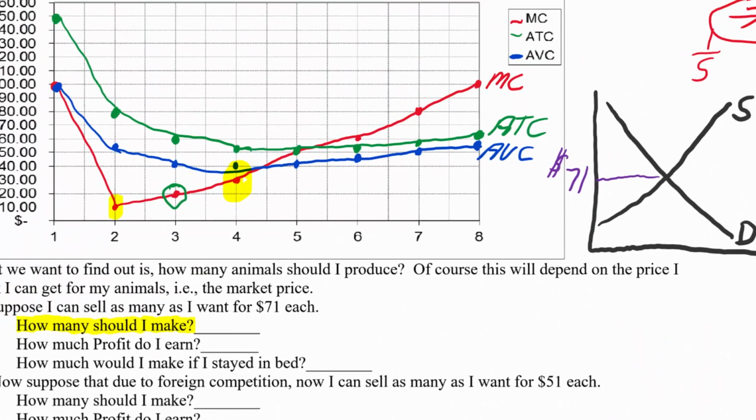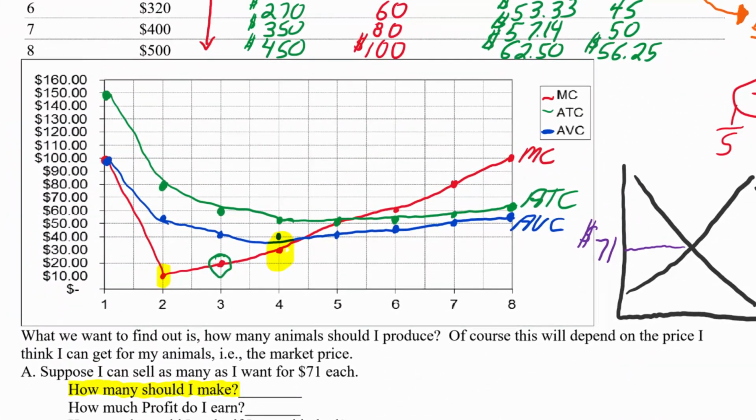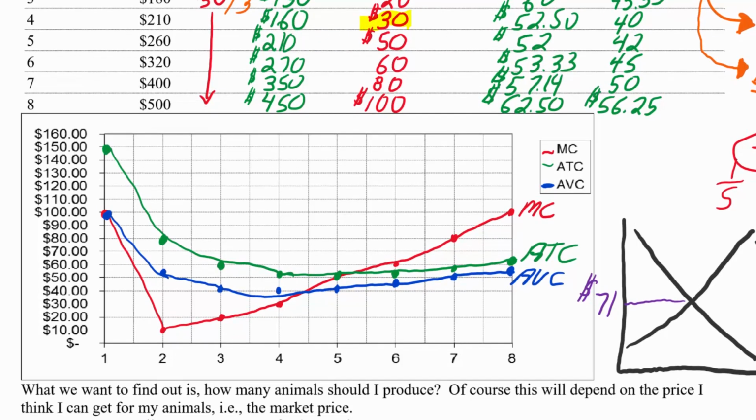So let's keep doing that here with our table and our graph and see when we should stop if the price is $71 apiece. And we decided we should produce the second one, the third one, the fourth one.